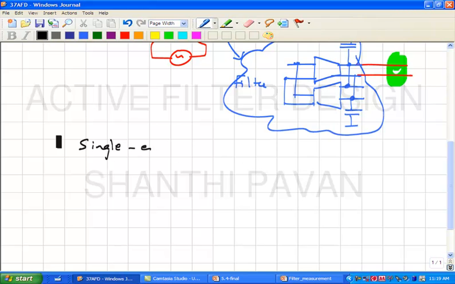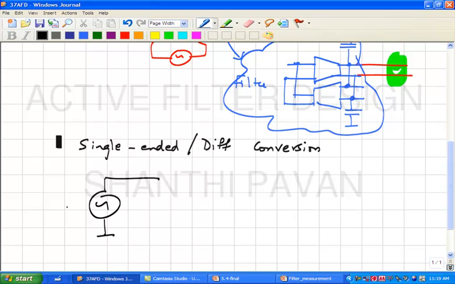Single ended to differential conversion. What do you think you can do? You have some voltage source here which is reference to ground.